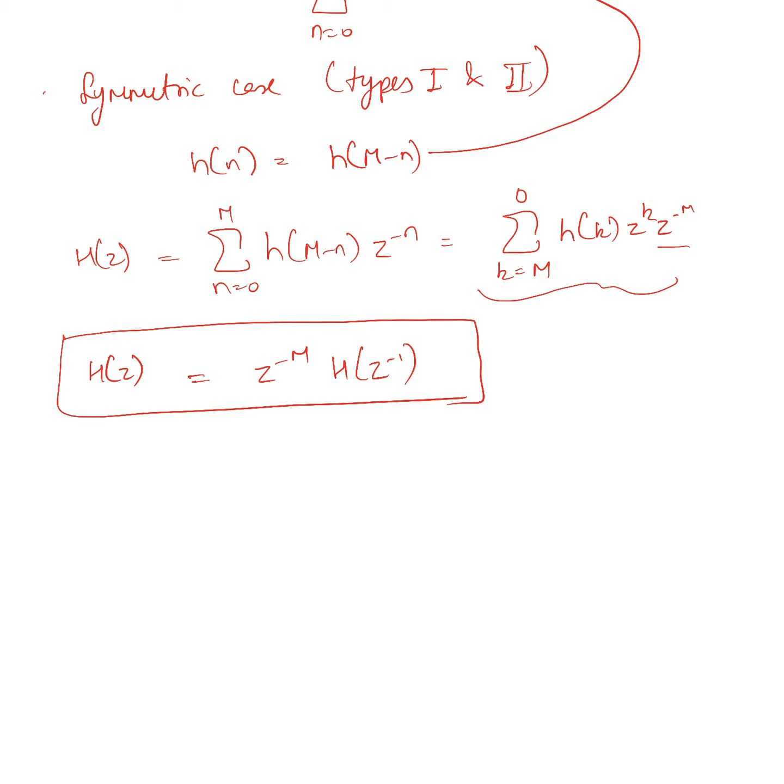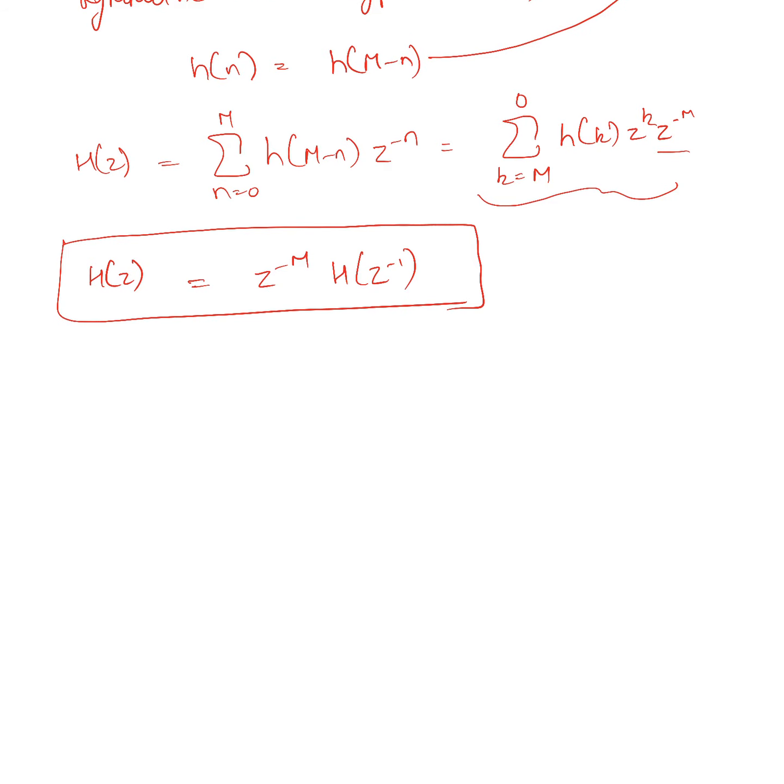Now we can see various cases of what the effect would be on the location of zeros on the response itself. So if, let's say, z naught is a zero of the function H(z), then what does it hold? That H(z naught) would be equal to zero. But since we know H(z) is equal to this, it would become z naught to the power minus M times H(z naught inverse).